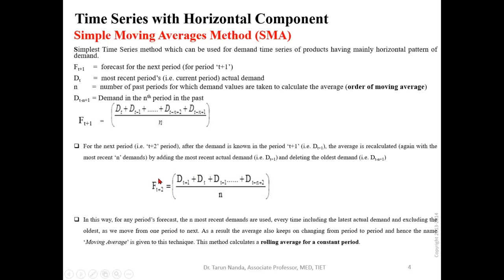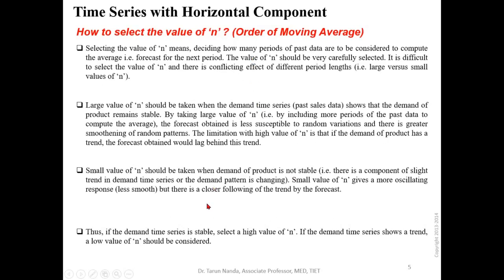So students, this is how, when you move from one period to the next period, you keep on computing a newer average by including the most recent sales value and by discarding the oldest sales value. Because you compute average from period to period, because you are calculating a rolling average, this method is called the moving averages method. This is all I have explained. Now I will explain how we select the value of n.